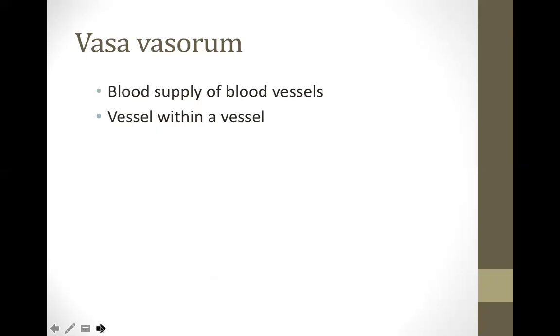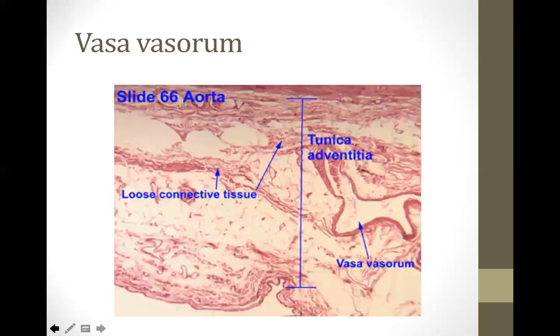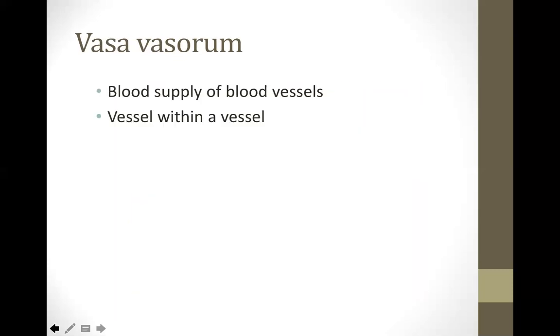Okay, Doc, what are the Vasa vasorum and Nervi vasorum? So, mga terms to. The Vasa vasorum is a blood supply of a blood vessel. No? It is a vessel within a vessel. So, may supply din pala ang blood vessel. Ang blood vessel nagsusupply sa mga different organs. So, this is what we call your vasa vasorum.